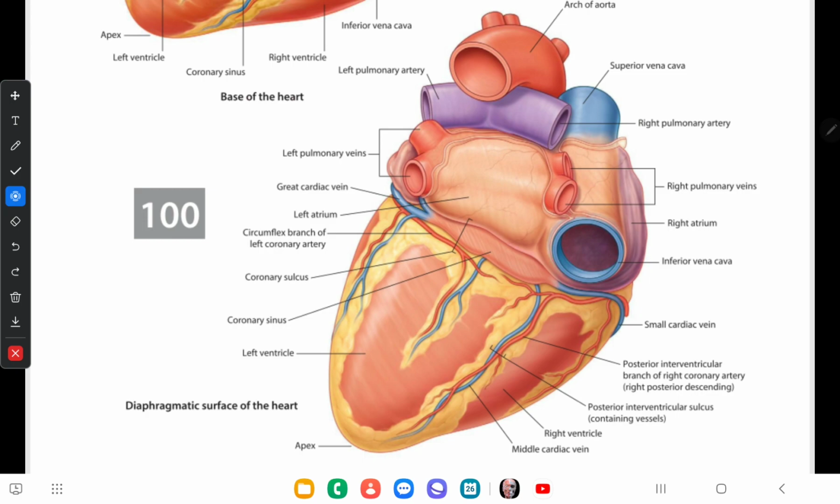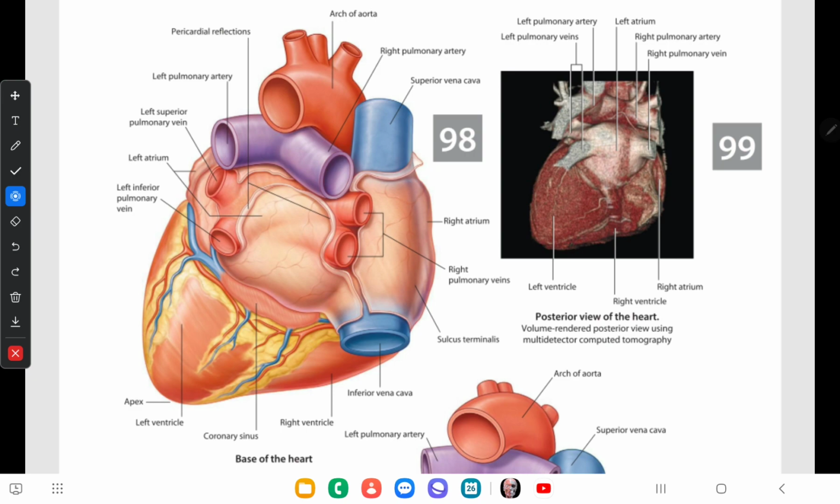Let's talk about the diaphragmatic surface now. You can see this is the diaphragmatic surface. It is formed mainly by the left ventricle and right ventricle. The inferior part of the right atrium also contributes to this diaphragmatic surface. You can see the inferior surface of the right atrium. There is an opening for the inferior vena cava as well. The left ventricle and the right ventricle are separated by the posterior interventricular groove. Here, this is the posterior interventricular groove.